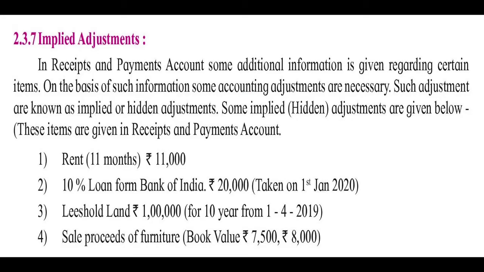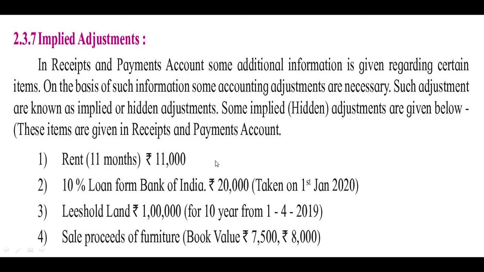Students, in this lecture we are going to learn how to give effects to the different adjustments given after the receipt and payment account in the question. Suppose the adjustment is given for rent and in brackets it is given 11 months. So it is like a hidden adjustment. You know that this rent is paid only for 11 months and the amount is rupees 11,000. So 11,000 divided by 11 means the rent is rupees 1,000 per month, and the accounting year is for 12 months. It means 1 month rent is outstanding.